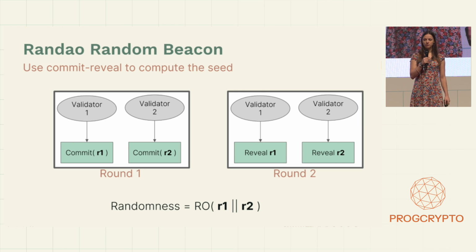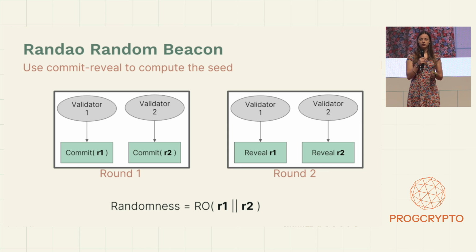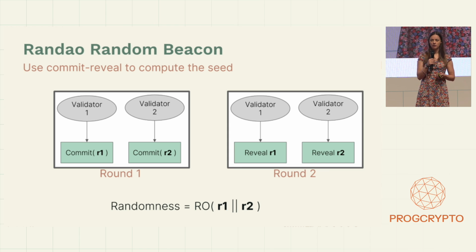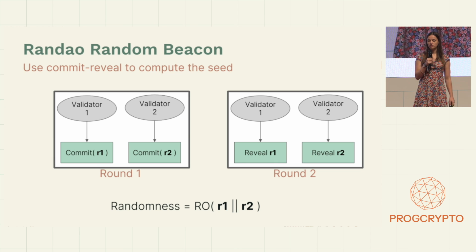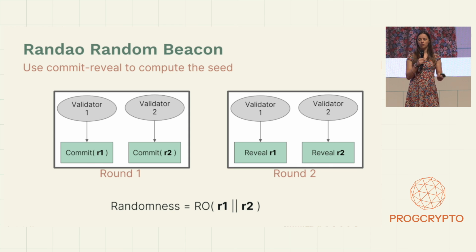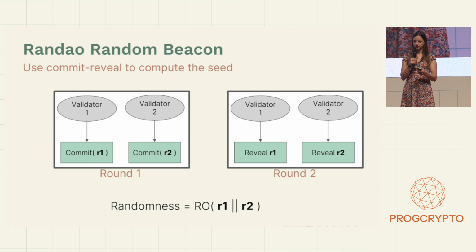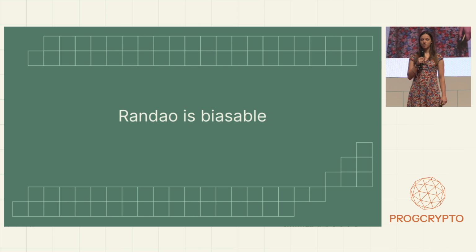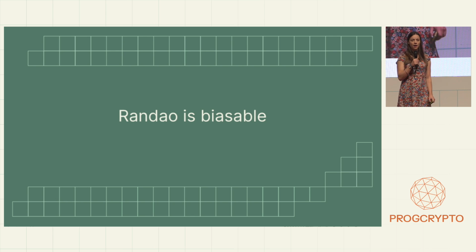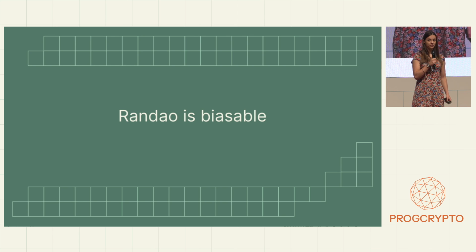In the second round, all the validators are going to do is reveal R1 for validator 1 and R2 for validator 2. Then the actual randomness we're going to have, the thing that determines our seed, is going to be RO of R1 concatenated with R2. So this is a great scheme. It's very simple. It's easy to understand. However, it is biasable.